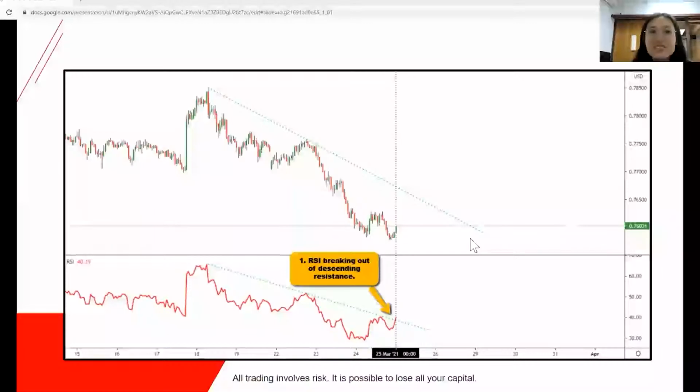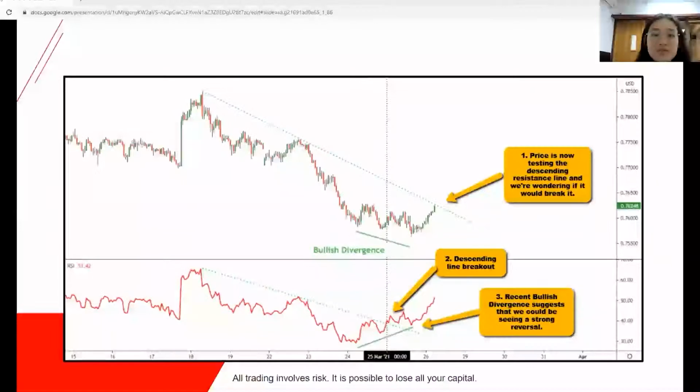So the reason why I wouldn't call this a descending trend line is because it doesn't have 3 valid points. So that's why we call it a descending resistance instead. So this is a couple days later. From this point, you see a bullish divergence. Price on our price chart is making a lower low, whereas on our RSI, price is making a higher low.